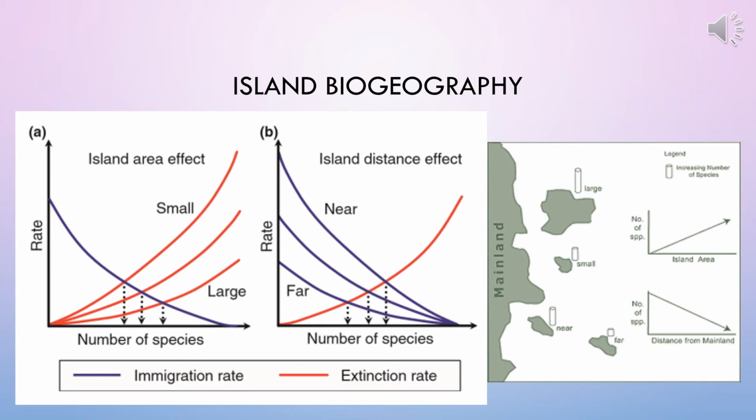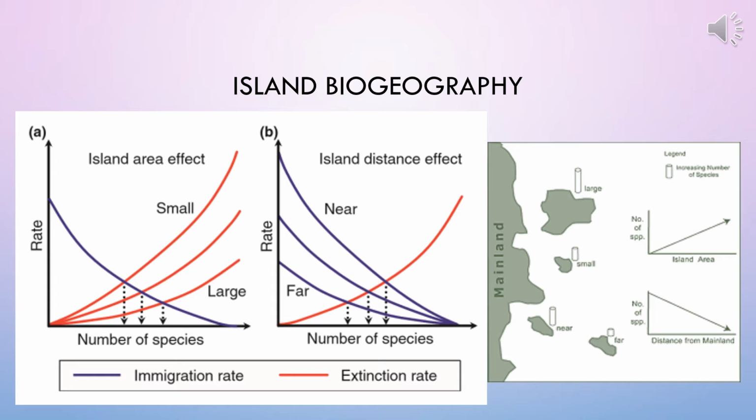Biogeography is a component of evolution, and it's part of speciation. Island biogeography looks at the interaction between immigration and extinction between mainlands and nearby islands. It also takes into account the size of the island. If you look at graph A on the left-hand side of this slide, you'll see the island area effect. One of the things to notice is that extinction rate is much higher on small islands rather than large islands. But the rate of immigration is typically decreasing as we move through numbers of species.